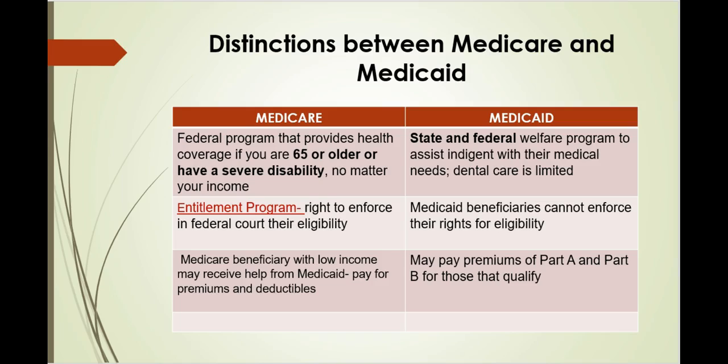All right, now that you've watched the video, I will be covering the difference between Medicare and Medicaid very briefly. Medicare is a federal program that provides health coverage if you are 65 or older or have a severe disability, no matter your income. It's an entitlement program. And also, a Medicare beneficiary with low income may receive help from Medicaid, which will pay for premiums and deductibles.